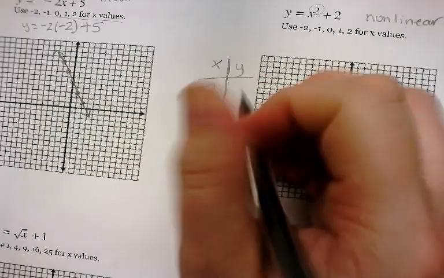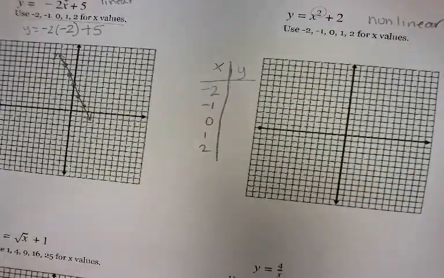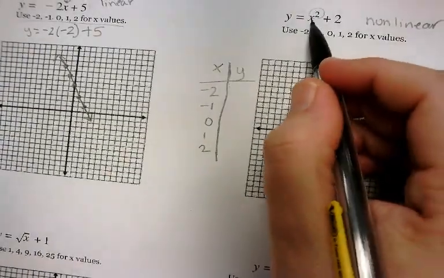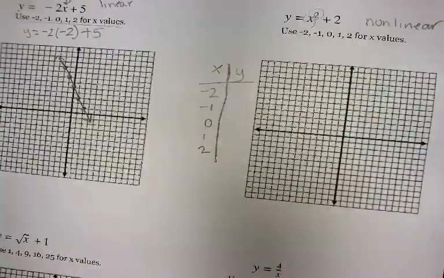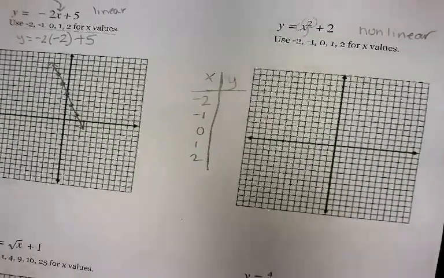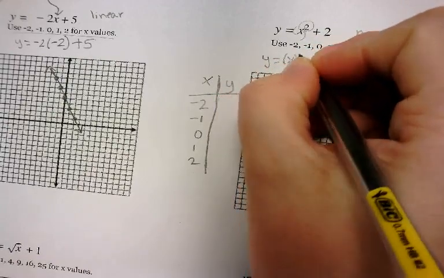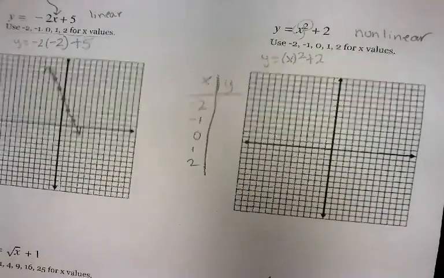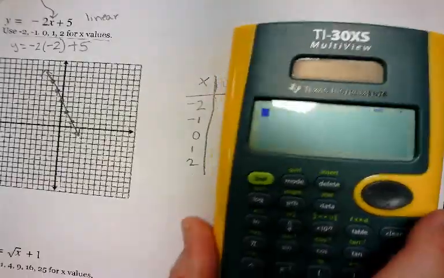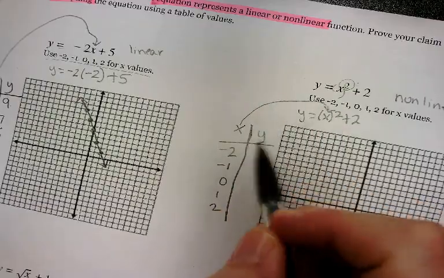Now, here's the interesting thing about when we do exponents and positive and negative numbers. You must include the parentheses around this x, because if you don't, it changes the whole number. Otherwise, this is actually going to be y equals negative x squared plus 2. And I'll show you one on the calculator. Remember, what we're doing is replacing x with our x values, our inputs, to get our output.